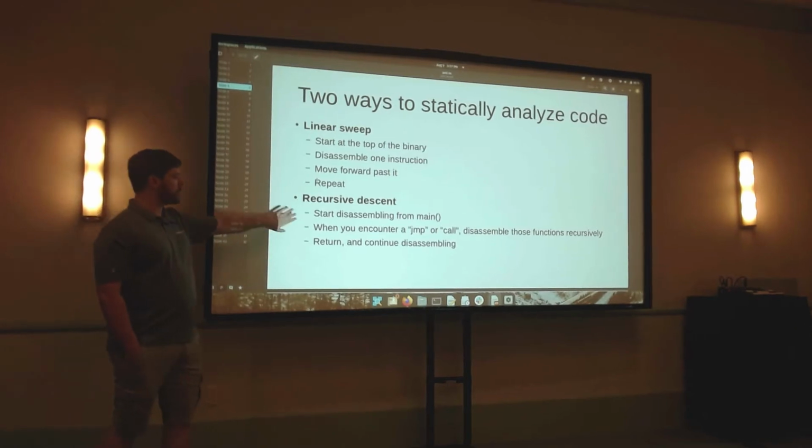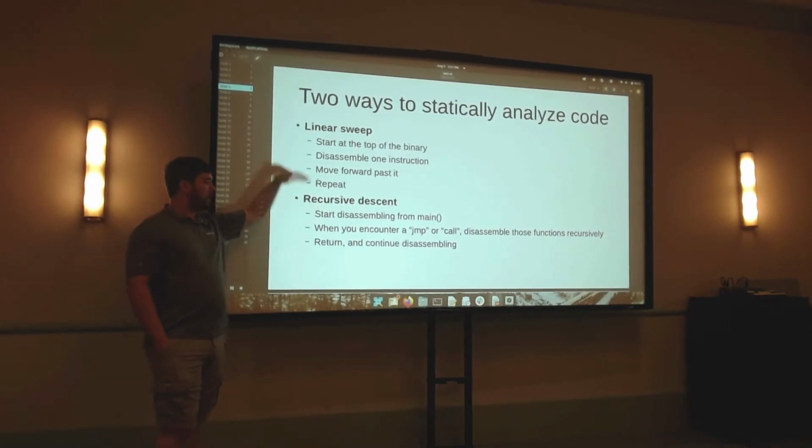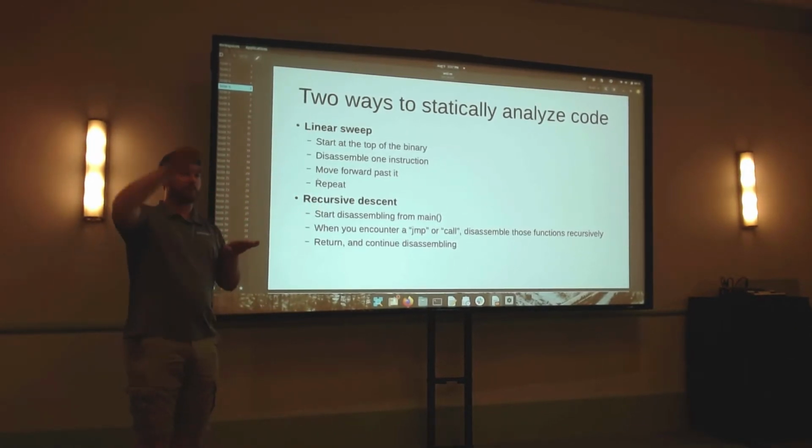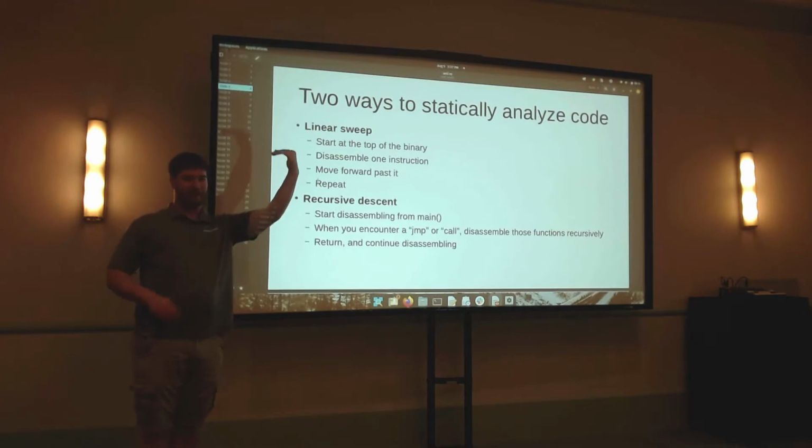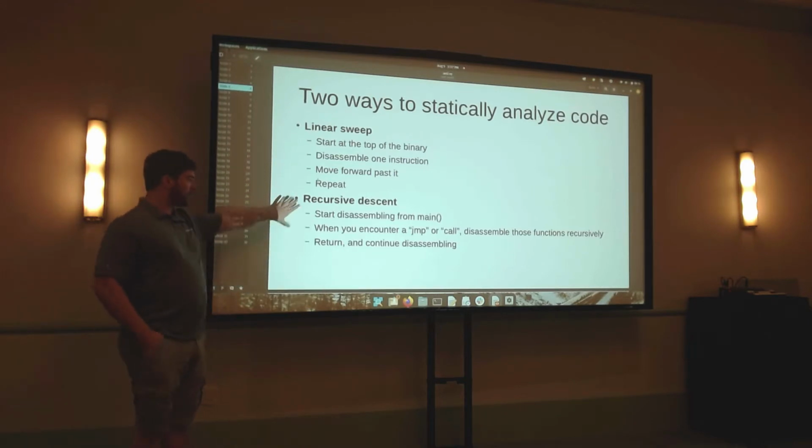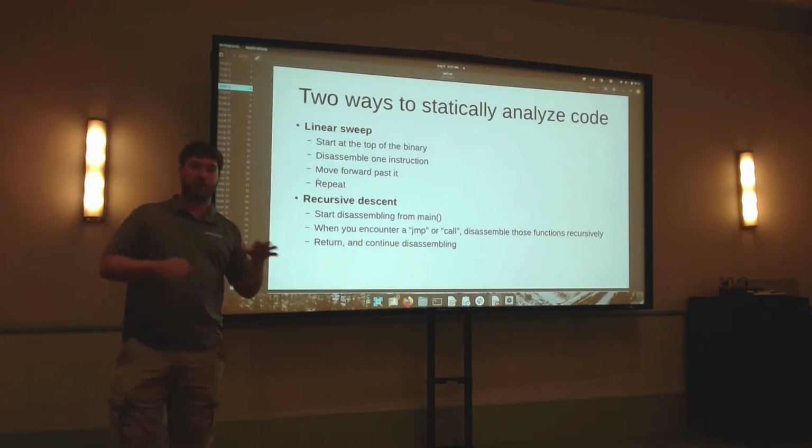With this, we're going to start at like the entry point, disassemble until we find some branching instruction, a call or a jump, go and disassemble that until we have a return, and keep disassembling. The advantage of this is that we get more information about the control flow.